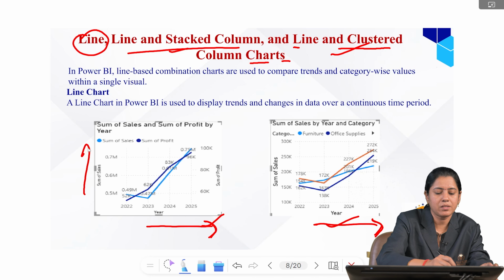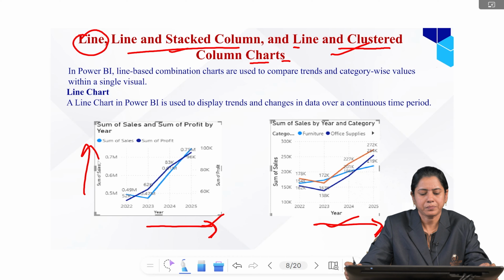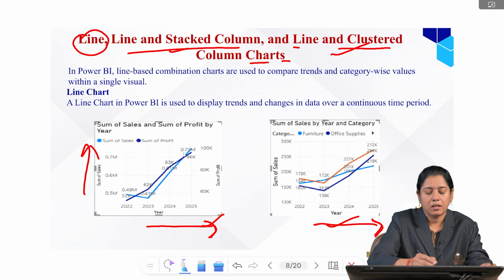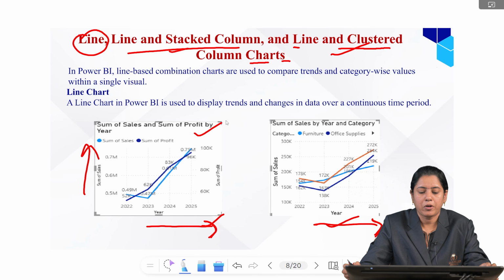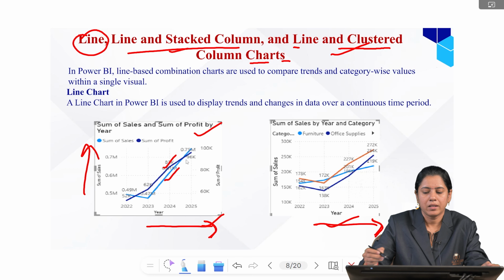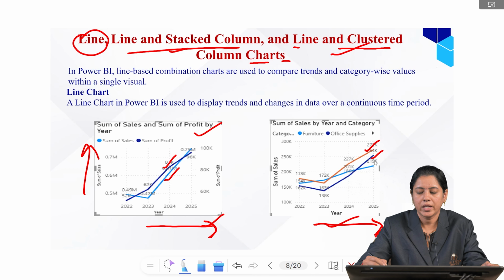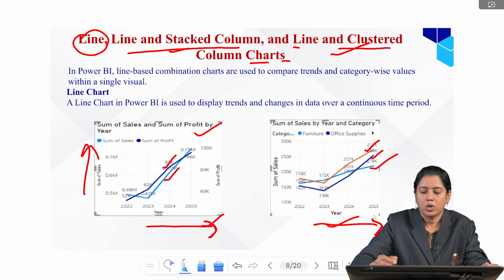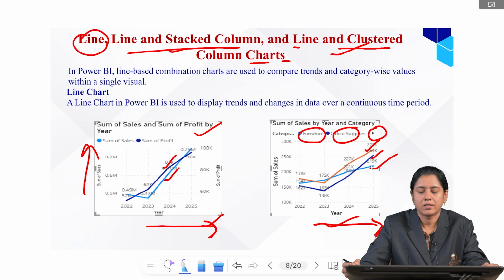And on the y-axis we give some measure. This first chart shows the sum of sales and profits, both, which means we are using two measures and one date field. As we are showing both sales and profits, we get two lines. Here we are also showing category-wise, year-wise sales information. Under this categorical variable we have three categories, so it shows three lines.